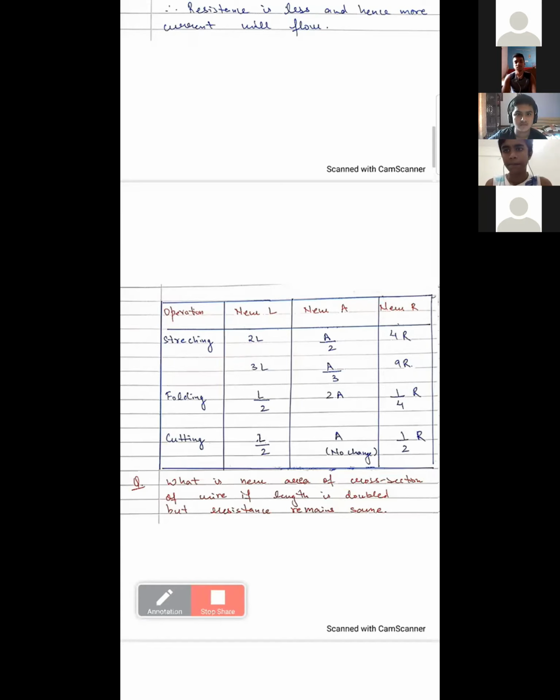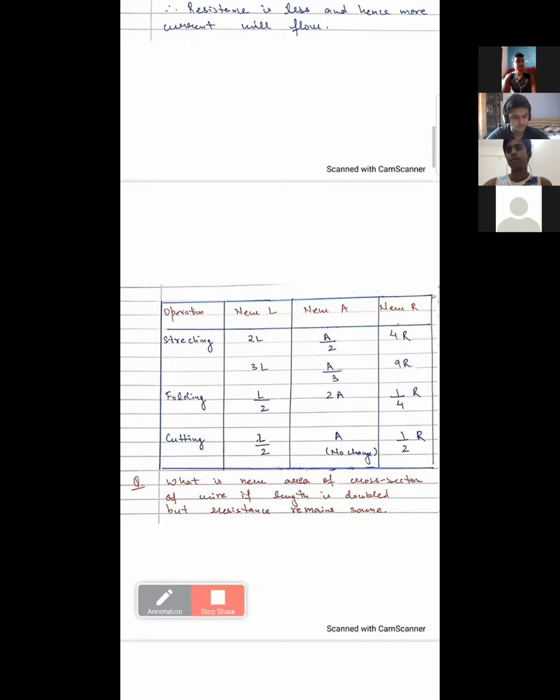Then the second operation is folding. If I'm folding the wire and making its length half, L by 2, the area of cross section increases; it has become 2A. So the resistance will be 1 by 4R. So only in stretching and folding, whenever I'm changing the length, the area of cross section also changes.